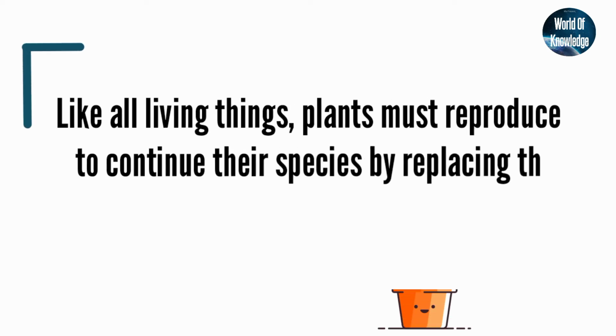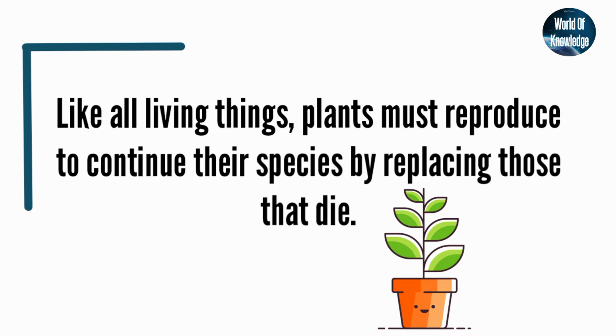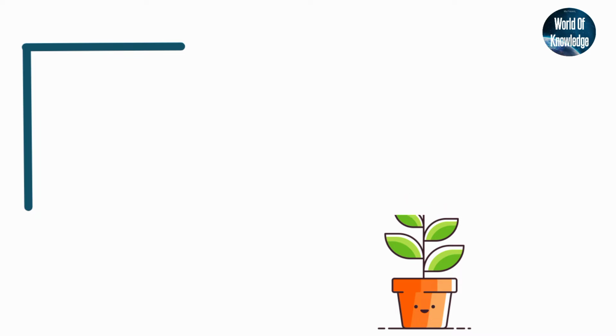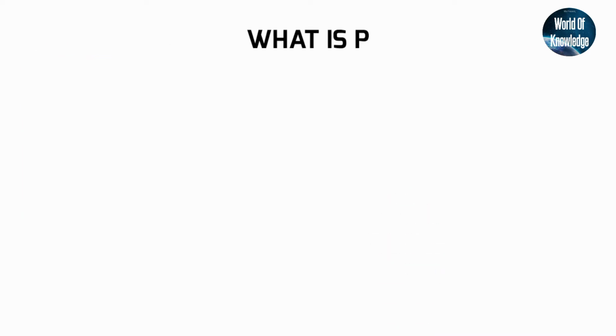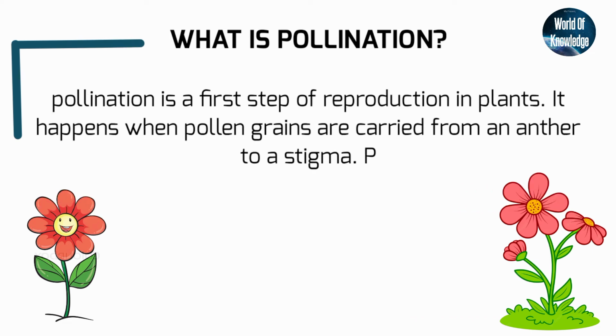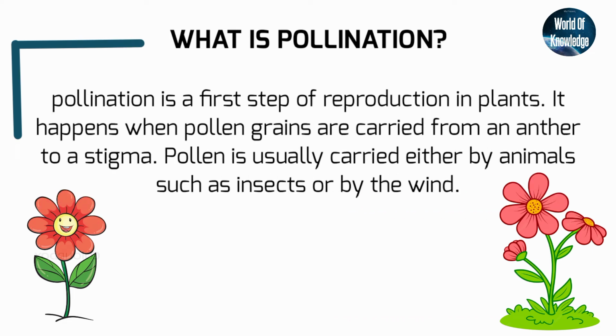Like all living things, plants must reproduce to continue their species by replacing those that die. What is pollination? Pollination is the first step of reproduction in plants. It happens when pollen grains are carried from an anther to a stigma. Pollen is usually carried either by animals such as insects or by the wind.